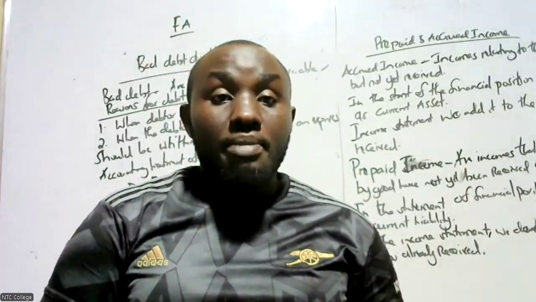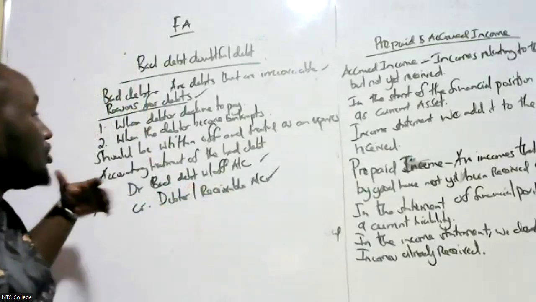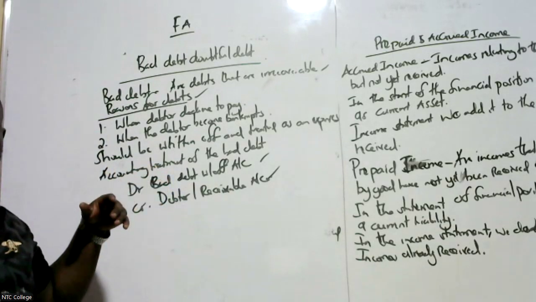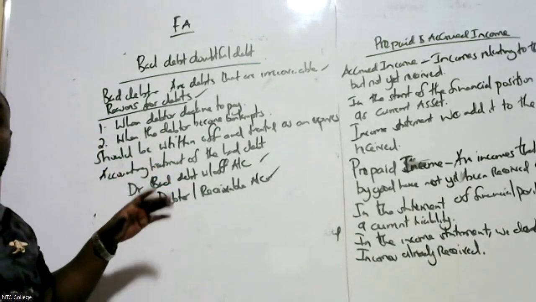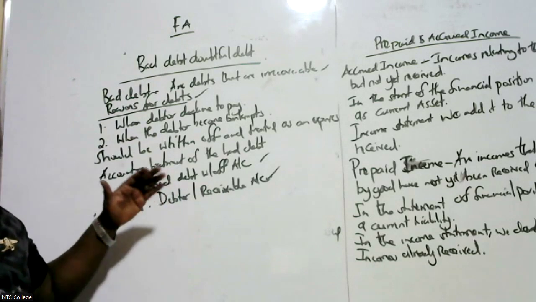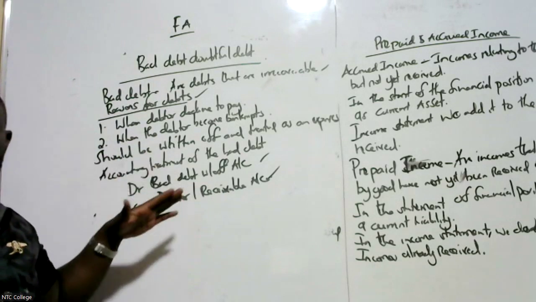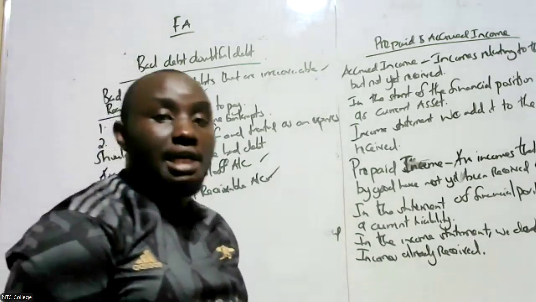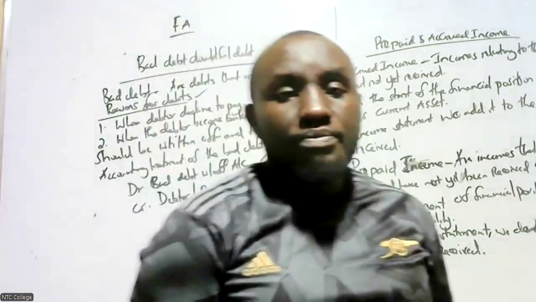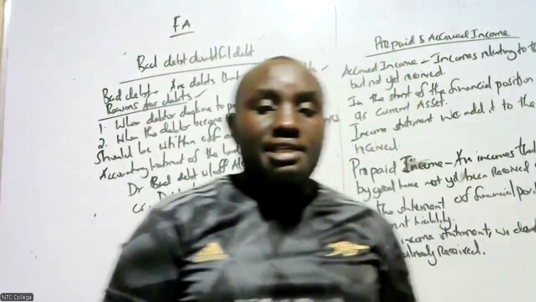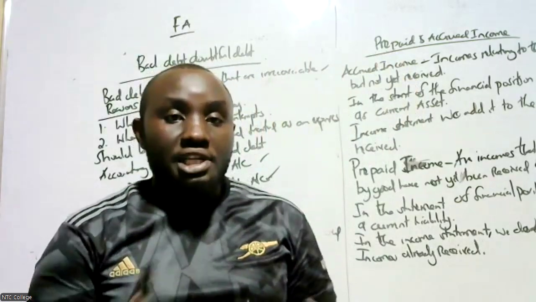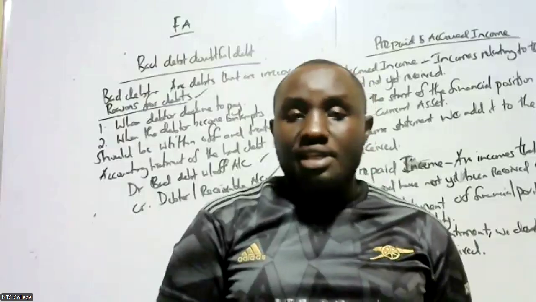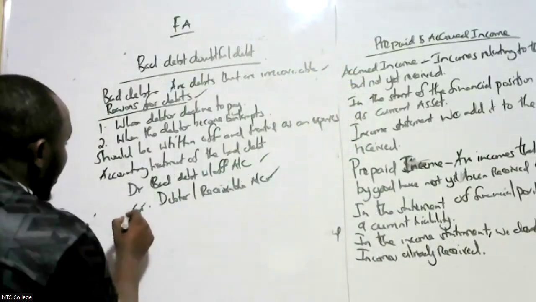Now on this end, how do we treat it? We write it off and treat it as an expense. The impact is that when you write it off, it reduces the debtors. If we had debtors of $1 million, and we realize that $100,000 of it is bad debts and we've written it off, we reduce the debtors to 900,000. Then we proceed to provision.